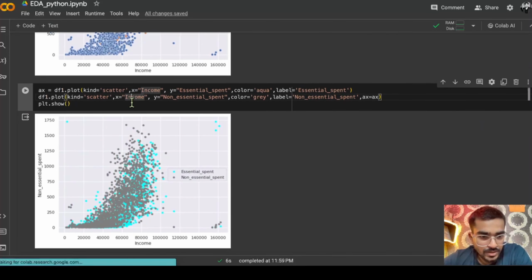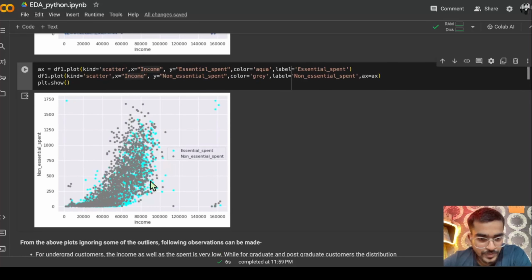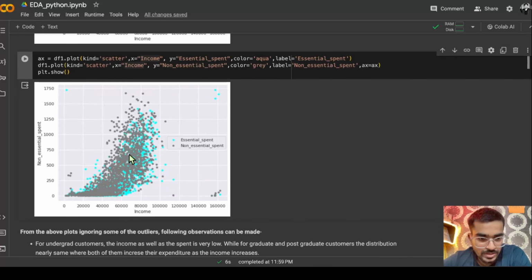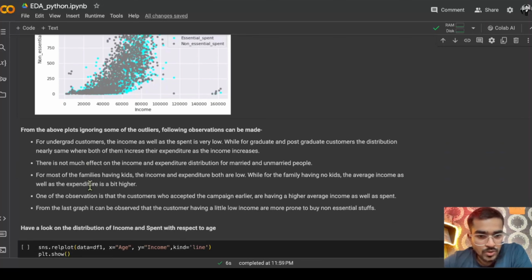And there is another scatter plot that we have made. We just want to see the difference between essential and non-essential spend in terms of the distribution between income and spend. So this is the distribution that we have. You can see some of the conclusions that I have made.